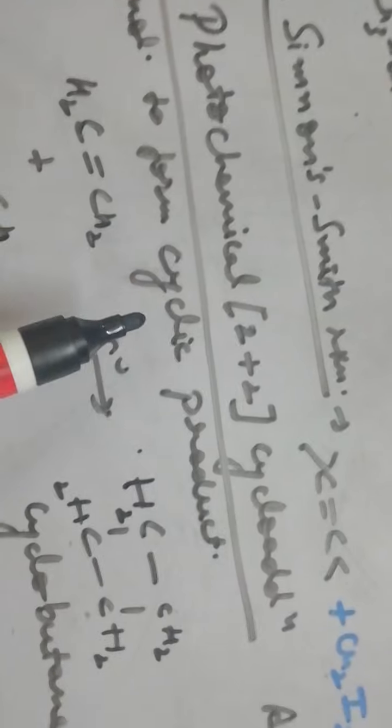Third is photochemical 2+2 cycloaddition reaction. It is the addition reaction between two unsaturated molecules to form the cyclic product. For example, this is ethene. It reacts with another molecule of ethene in the presence of light, and we will get this cyclobutane. By the bond movement, this double bond will move here and this double bond will move here, and these two carbons will form a bond among themselves, and we will get this cyclobutane.